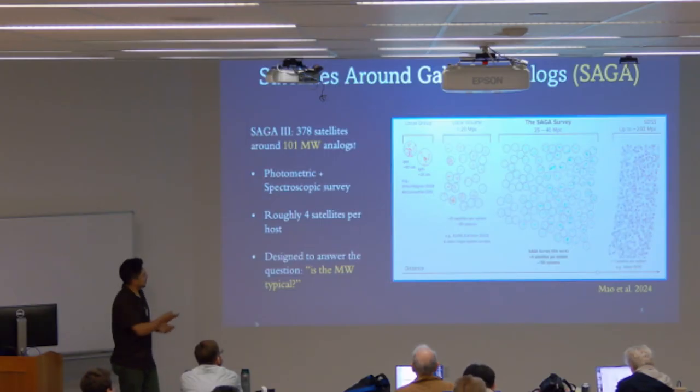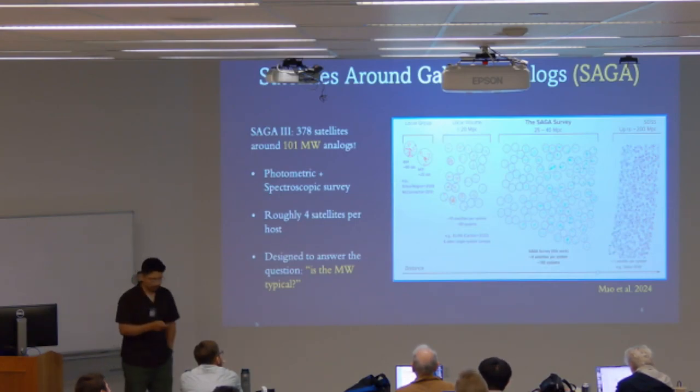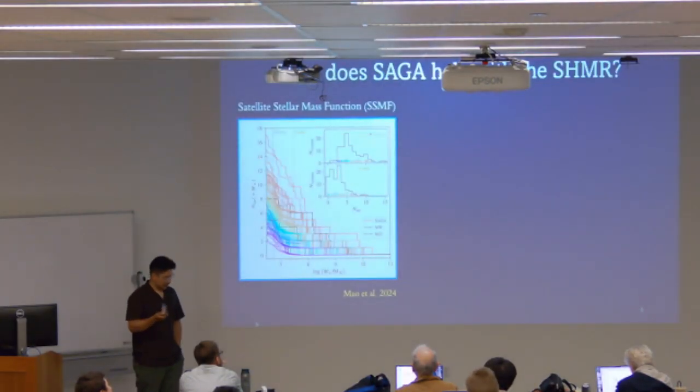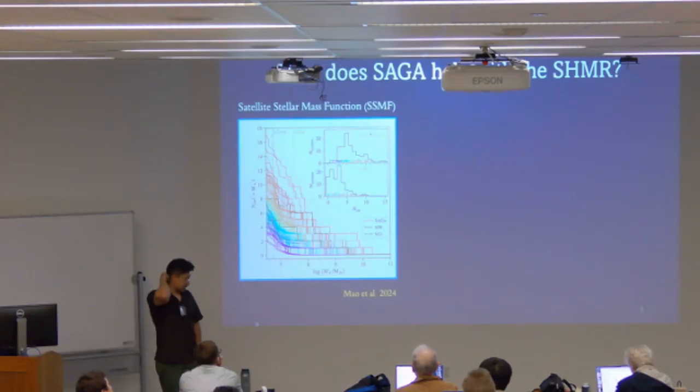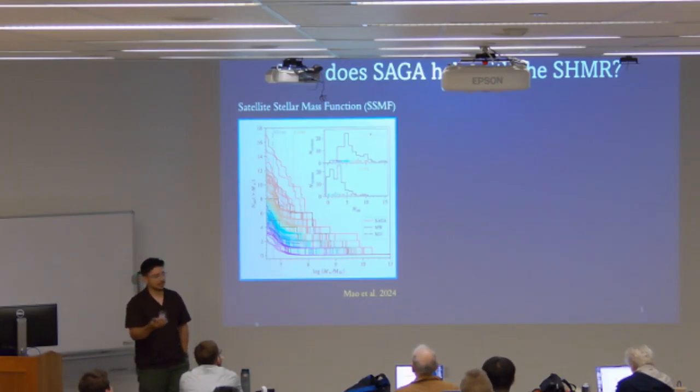We already saw this plot from Richie, but just to give you a sense of scale, this is SDSS, 100 megaparsec. This is the SAGA survey compared to 800 megaparsec. But how does the SAGA survey help us with the stellar halo mass relation? They're of course not actually giving us any dynamical mass estimates for each satellite.